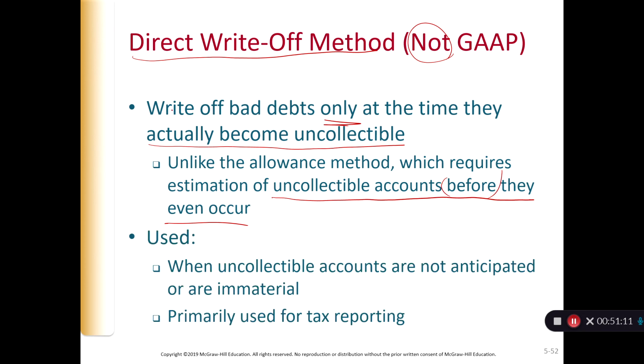The direct write-off is when you debit bad debt expense and write off accounts receivable when the bad debt actually happens. It's only used when uncollectible accounts are not anticipated or are immaterial. Okay, it's not allowed by GAAP anyway. If you want to publish your financial statements on the stock exchange, you cannot use this method. It's primarily used for tax purposes.